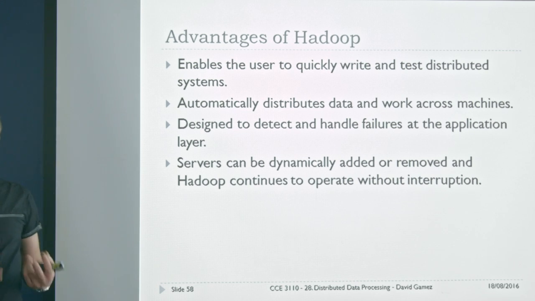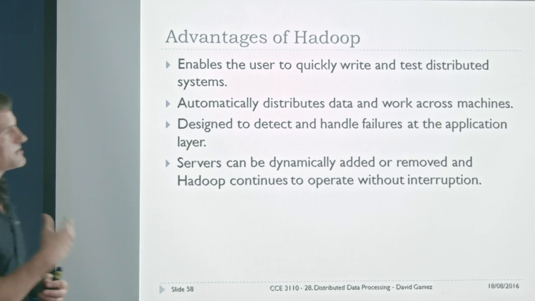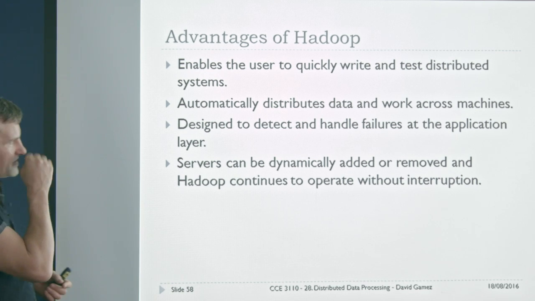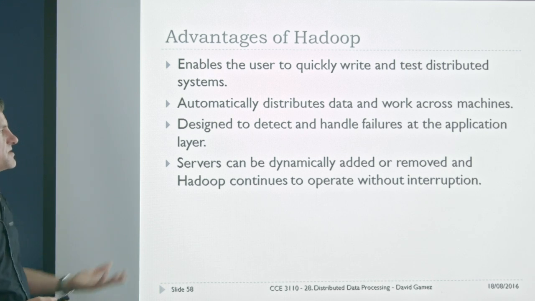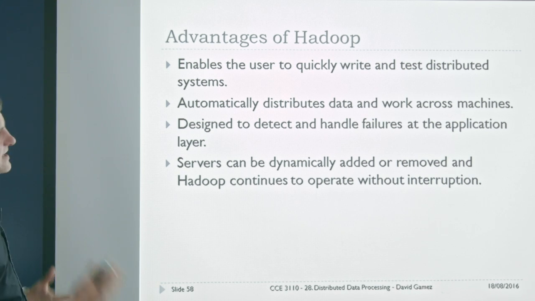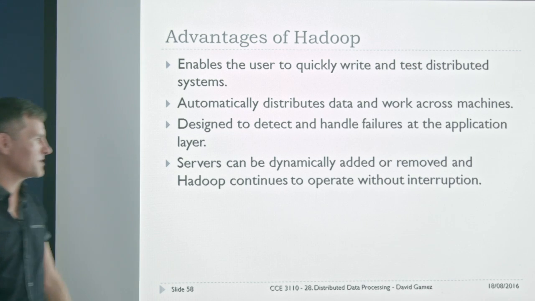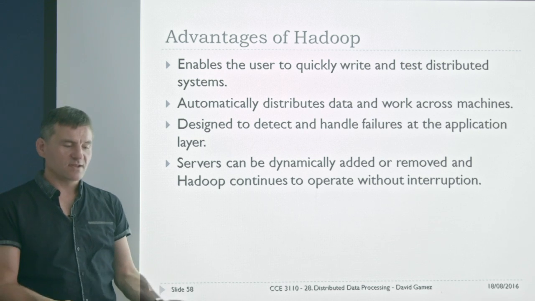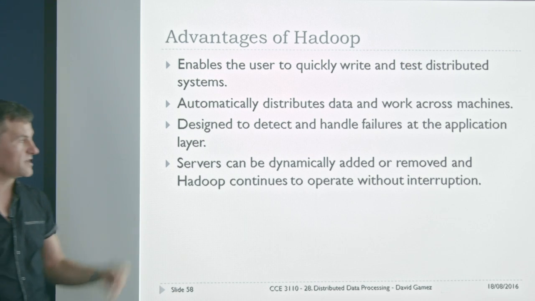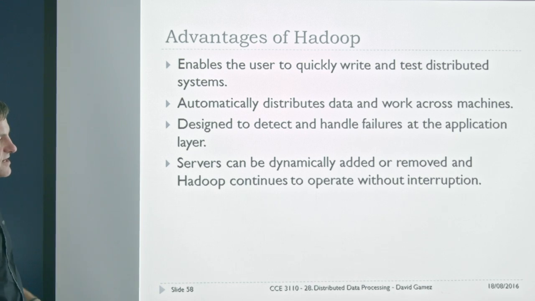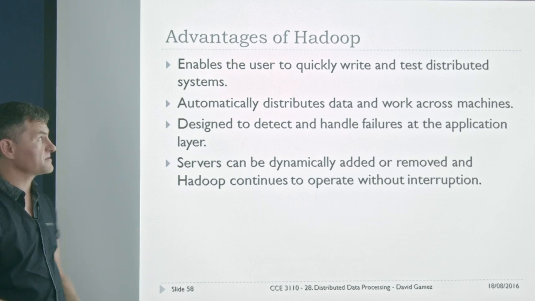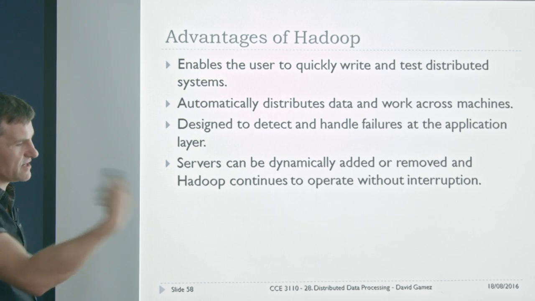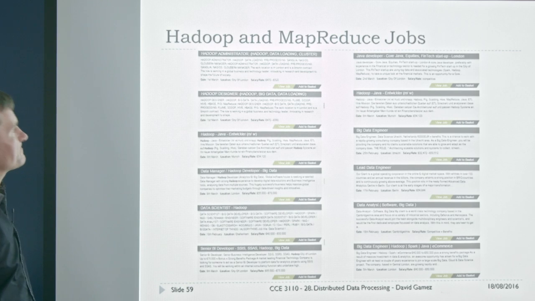So Apache Hadoop has lots of advantages, right? You can quickly write and test distributed systems. It automatically does all the work of distributing the data and work across the machines. It can detect and handle failures. If a hard drive falls over and dies, it can recover from that. And you can dynamically add or remove servers. So once you've got your cluster nicely running, which is going to cost you a lot of time and effort, I'm sure, you can just submit your jobs to it. It'll automatically distribute them for you and then give you back the results. And it'll do this efficiently if you can efficiently write your problem as a MapReduce problem.